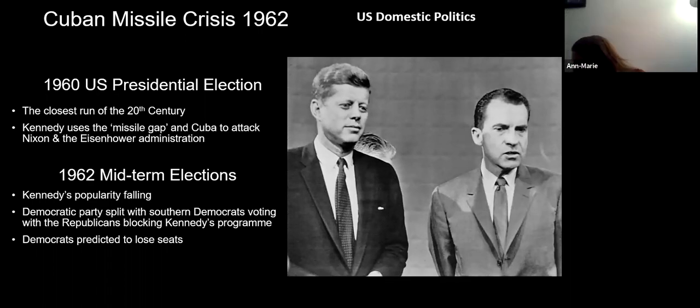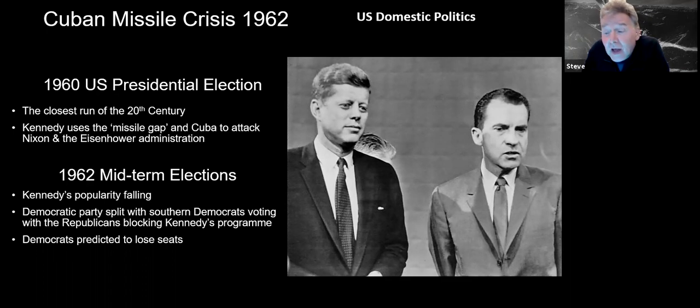The missile gap was basically that the Russians had overwhelming superiority in nuclear missiles, and they could destroy America at any point.